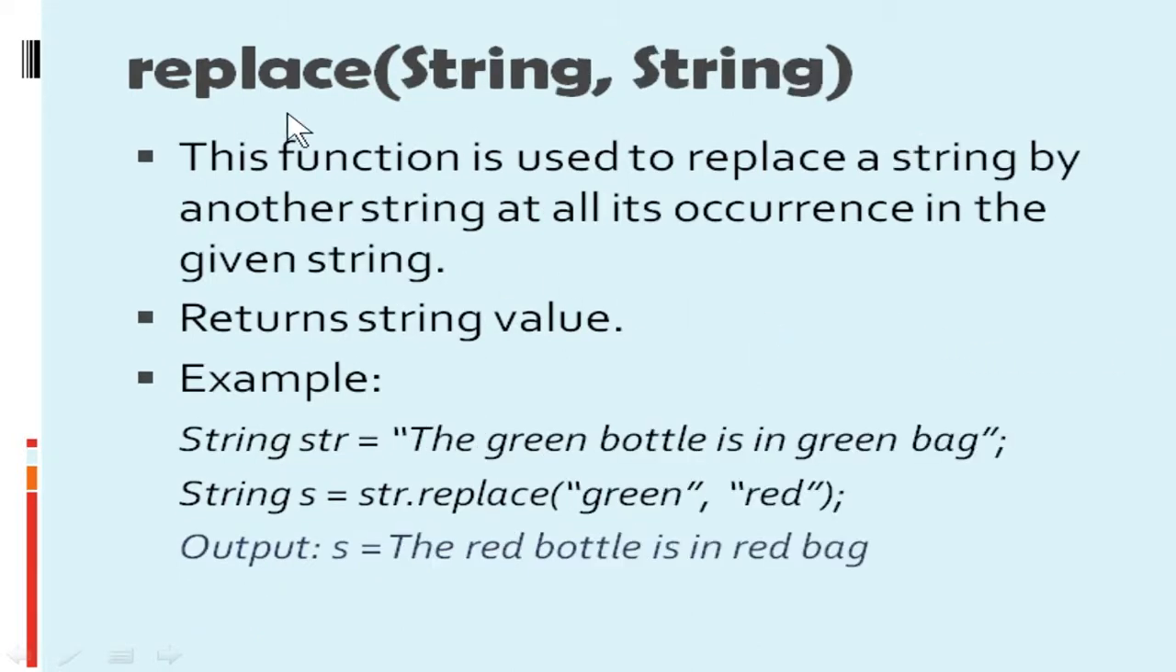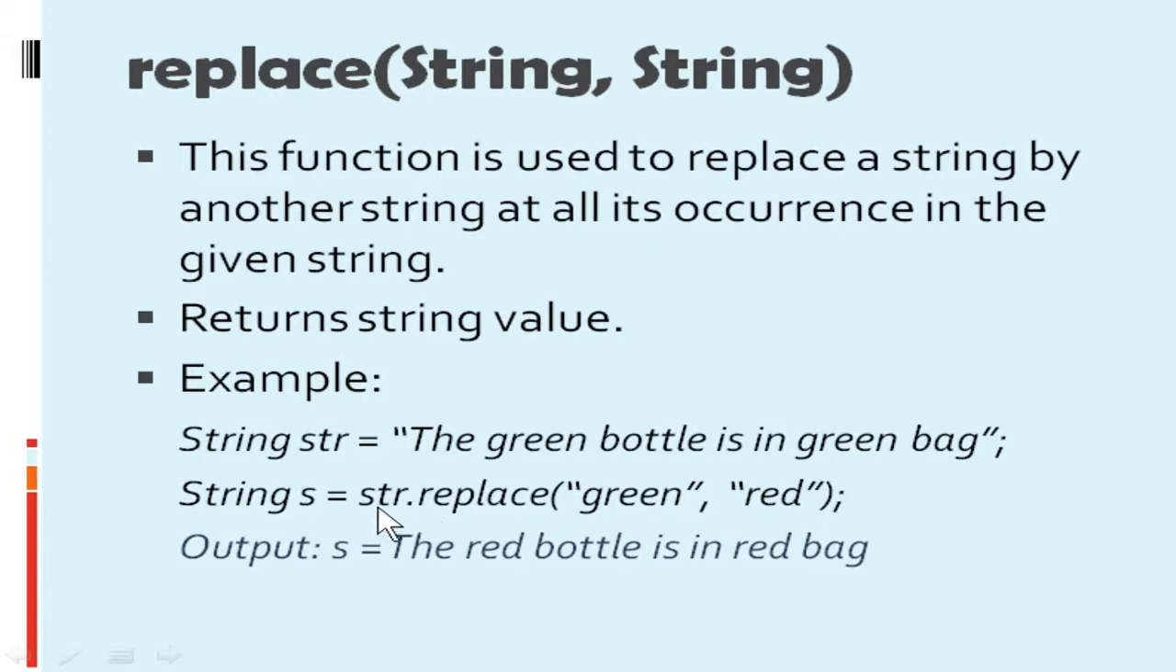The second function is the same replace, but this time with string arguments. This is used to replace a string by another string at all its occurrences in the given string. That means you will be given a sentence, you will have a word stored in the first argument, and it will be replaced by another word which is given in the second argument. Here you can see an example: string str equal to the green bottle is in green bag. You can see that the word green is repeated, and it is going to be replaced by red.